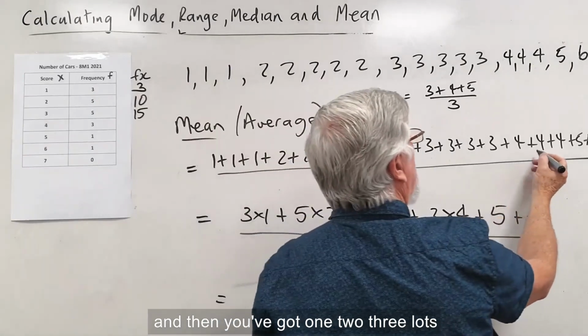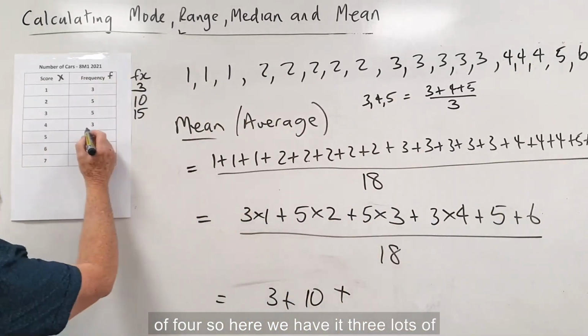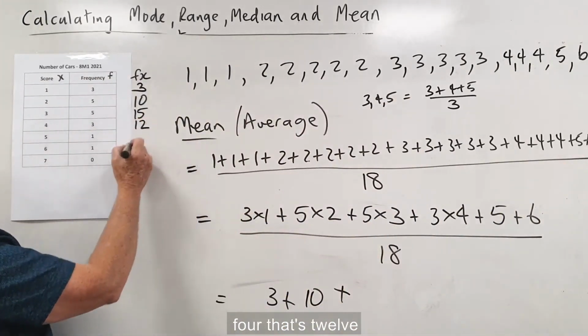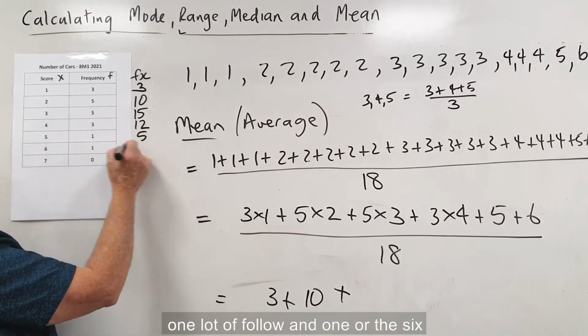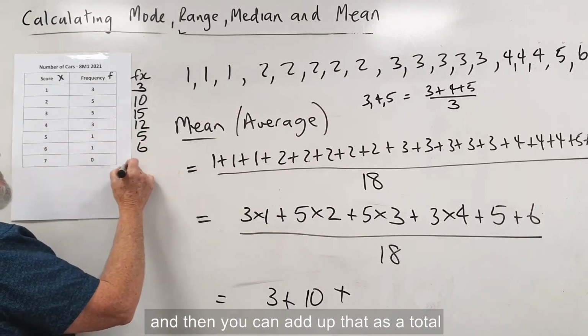And then you've got 1, 2, 3 lots of 4. So here we have it, 3 lots of 4, so that's 12. 1 lot of 5 and 1 lot of 6. And then you can add up that as a total.